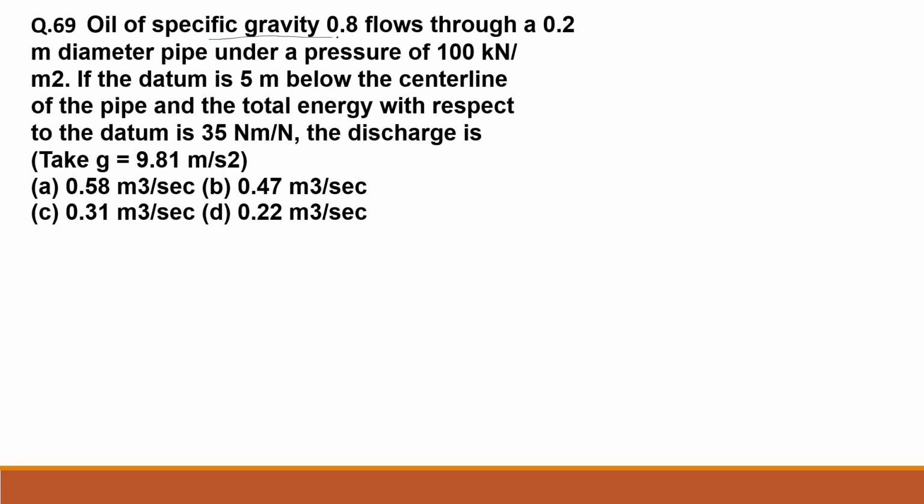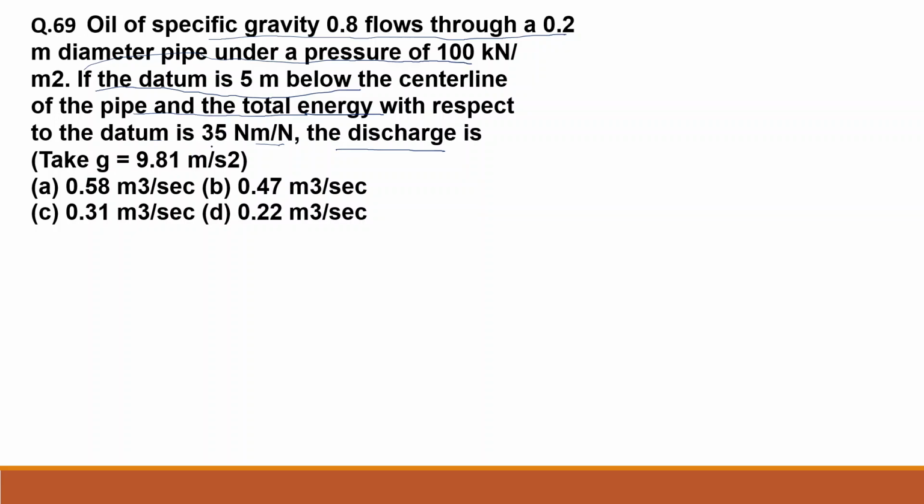Oil of specific gravity 0.8 flows through a 0.2 meter diameter pipe under a pressure of 100 kilonewton per meter square. If the datum is 5 meter below the center line of the pipe and the total energy with respect to the datum is 335 Newton meter per Newton, the discharge is? G is equal to 9.81.